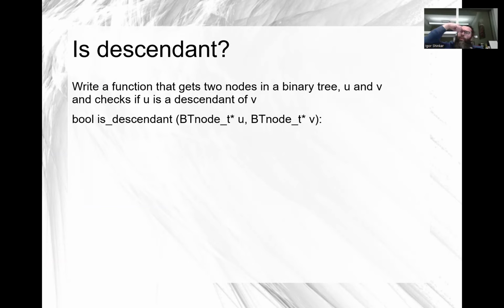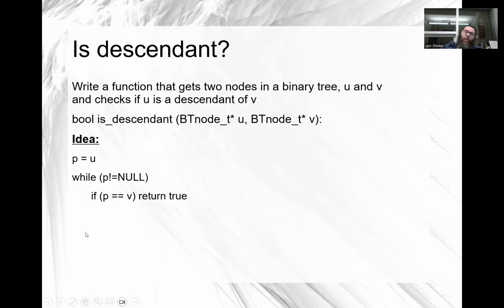So, think about it. If you start from V and you try going down, you probably need to do one of the traversals and see if you see U, but there's a faster way to do it. Namely, you start from U, and we call it P, so it will be like a pointer.